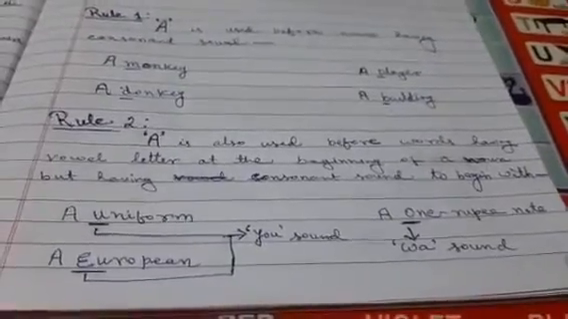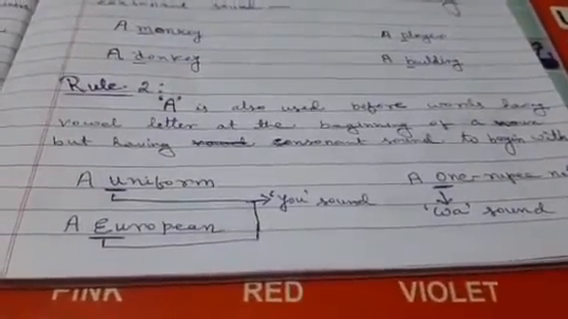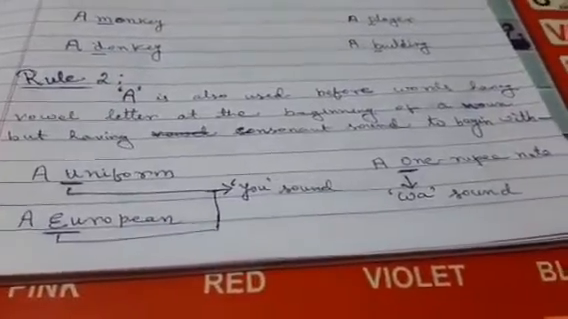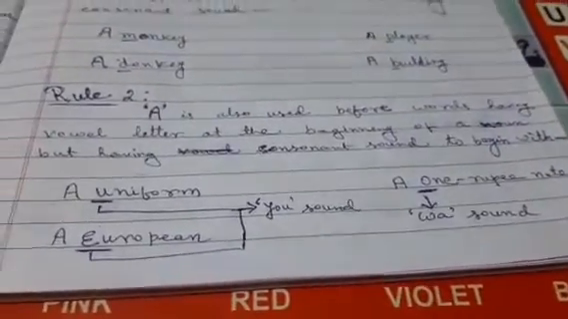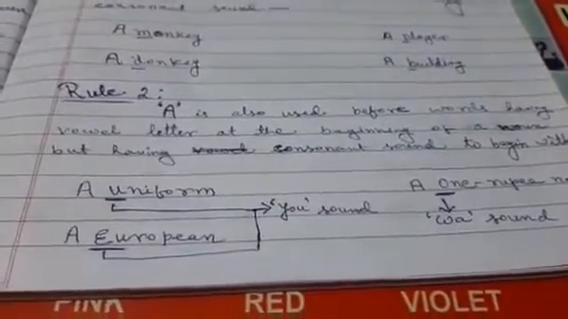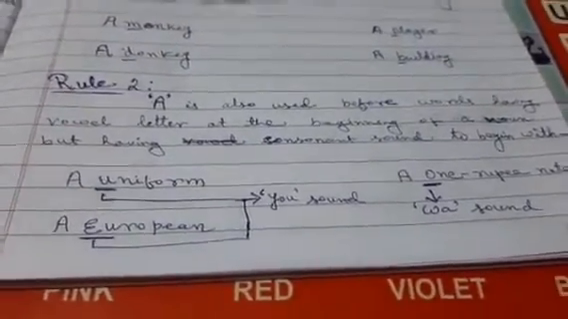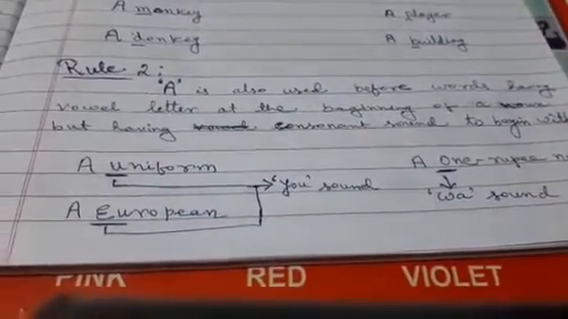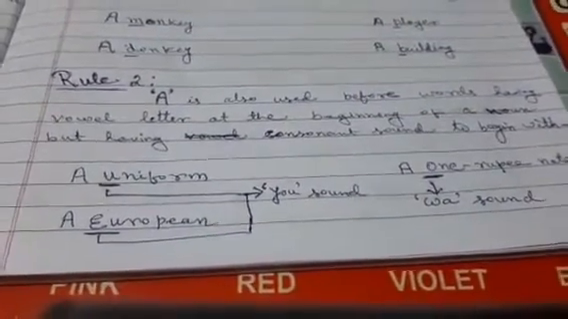A is also used before words having a vowel letter at the beginning of a noun, but having a consonant sound to begin with. Try to understand this properly. The letter may be a vowel at the beginning, but the sound with which the word begins will be a consonant. Let's see the following examples.